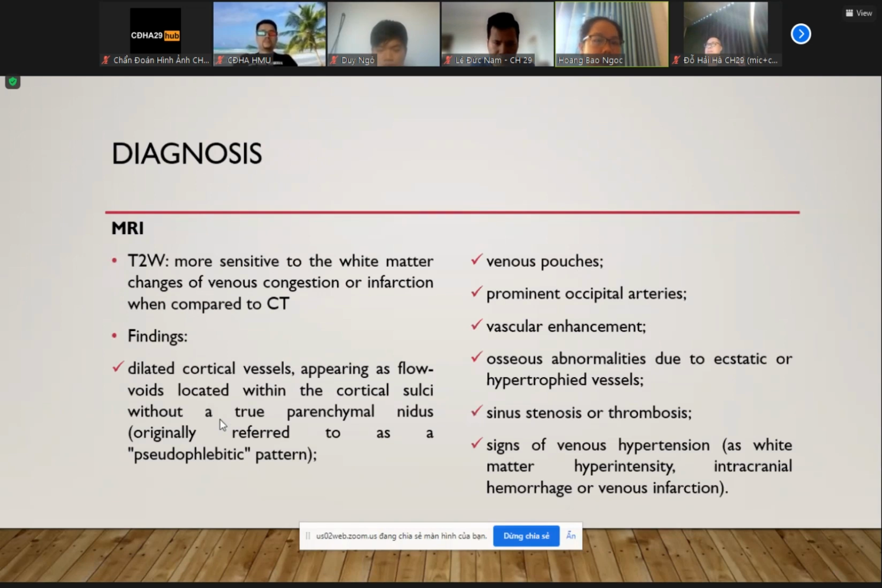For MRI, T2 weighted is more sensitive to the white matter changes of venous congestion or infarction when compared to CT, and findings vary with clinical presentation, including dilated cortical vessels appearing as flow voids located within the cortex without a true parenchymal nidus, venous pouches, prominent occipital arteries, vascular enhancement, osseous abnormalities due to hypertrophied vessels, sinus stenosis or thrombosis, and signs of venous hypertension.